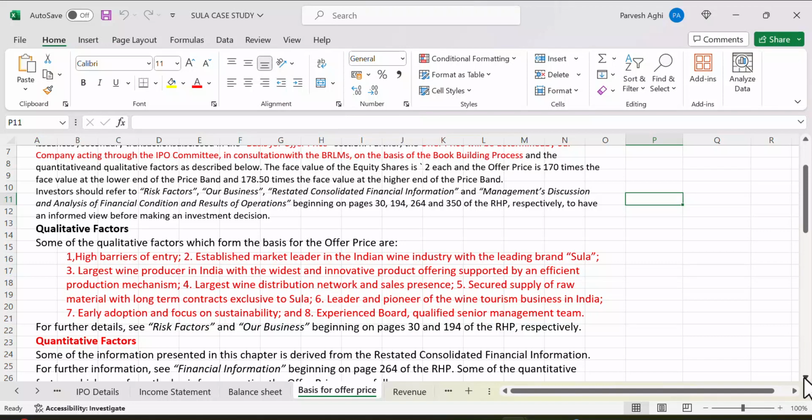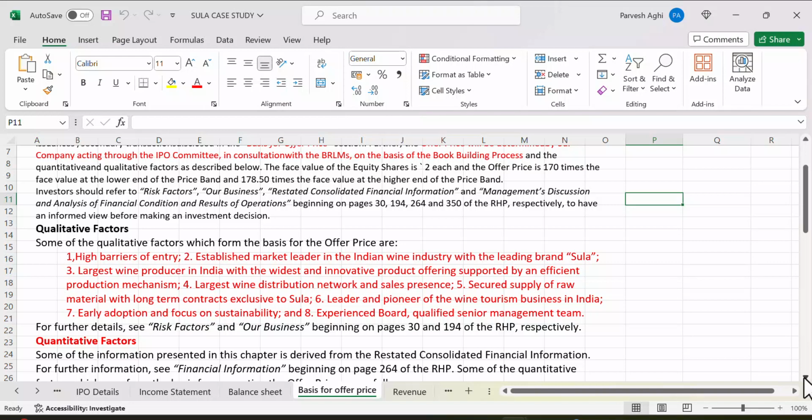Established market leader in the Indian wine industry with the leading brand Sula. Everybody knows what Sula is, and it is the market leader. Largest wine producer in India with the widest and innovative product offering, supported by an efficient production mechanism. So this was their third point. Then the largest wine distribution network and sales presence. Another very important thing.